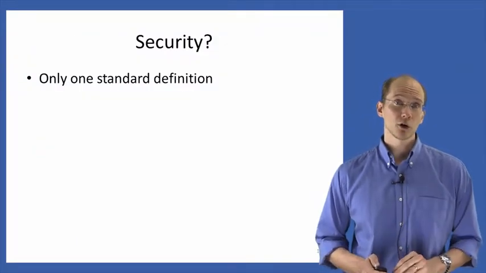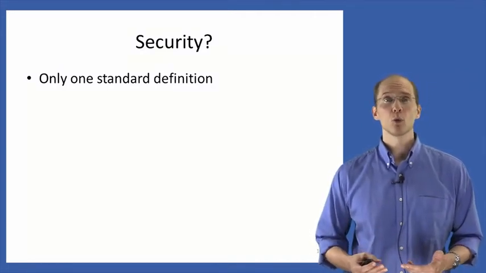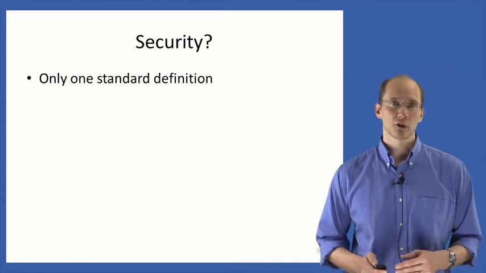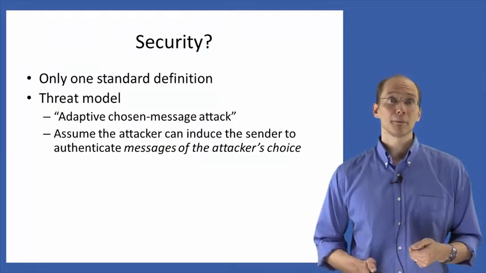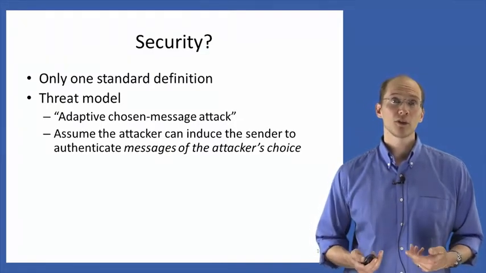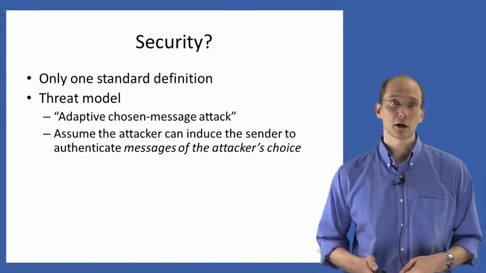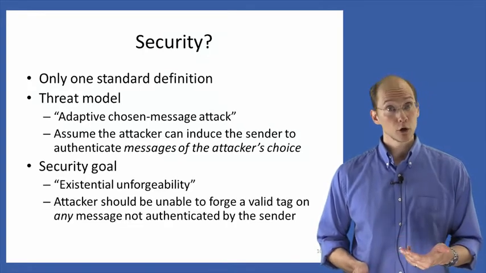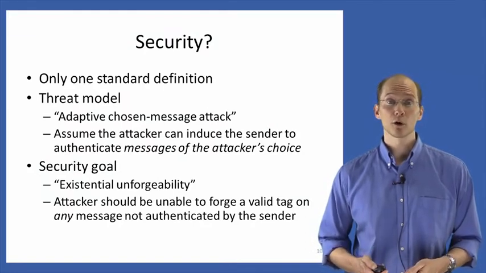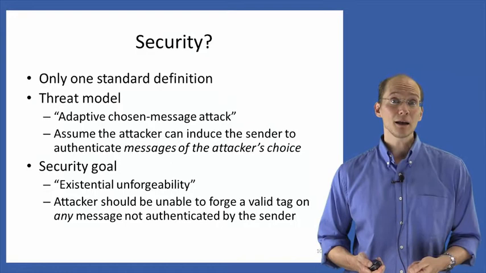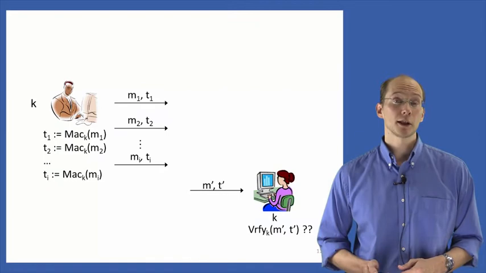Now, as far as defining security, it's lucky that in contrast to the case of private key encryption, there's really only one standard definition of security for message authentication codes. The threat model here is what's known as an adaptive chosen message attack. That is, we assume that the attacker is able to induce the sender to authenticate arbitrary messages of the attacker's choice. And the security goal is existential unforgeability. That is, the attacker should be unable to forge a valid tag on any message that was not explicitly authenticated by the sender. It might be easier to understand this in terms of a picture.